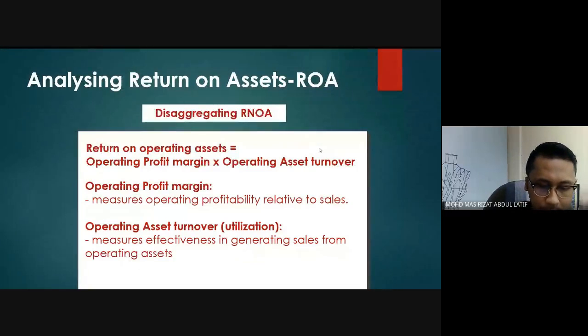Alright, now let's go to the next part in terms of analysing your return on asset. So kita dah sampai ke bahagian yang ketiga. So, tadi kita ada 4 bahagian tadi. So ini adalah bahagian yang ketiga. So analysing return on net operating asset.